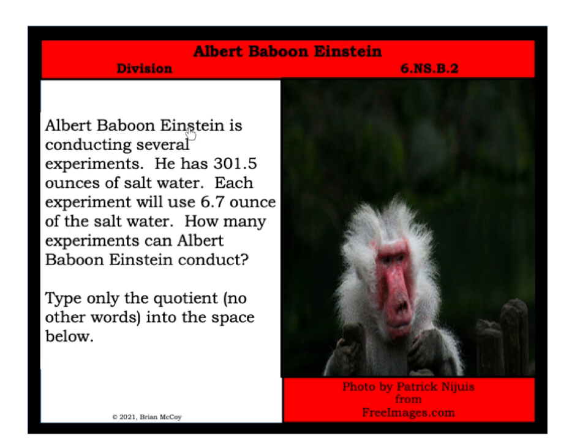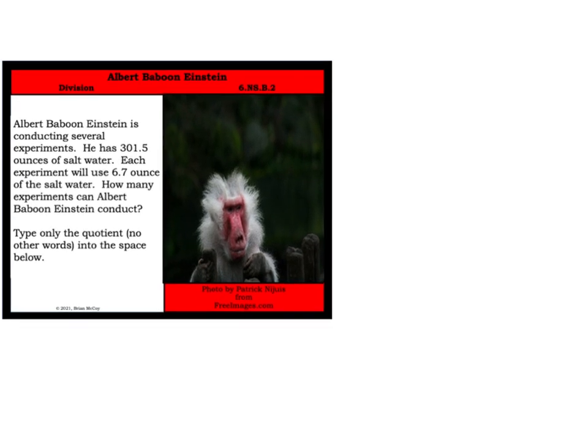Albert Baboon Einstein is conducting several experiments. He has 301.5 ounces of salt water. Now, each experiment will use 6.7 ounces of salt water, and you need to figure out how many experiments can Albert Baboon Einstein conduct. Well, this is a division problem. We're going to take 301.5 and divide it by 6.7. Let's go ahead and get started doing that right now, my friends.